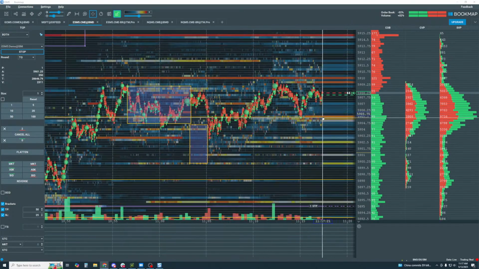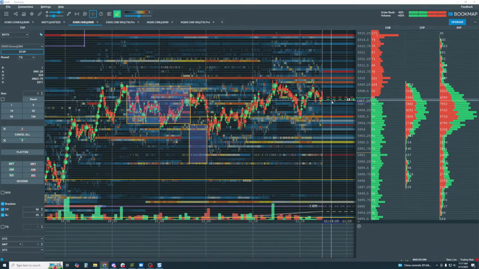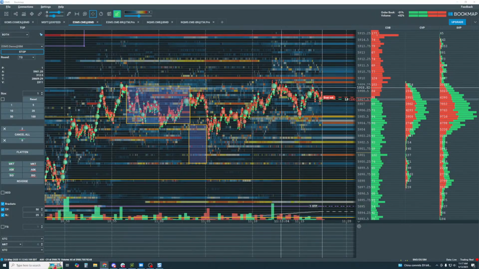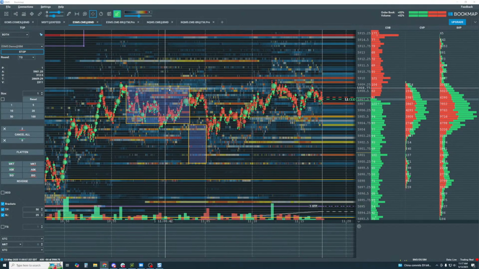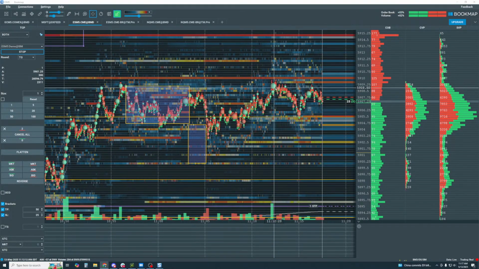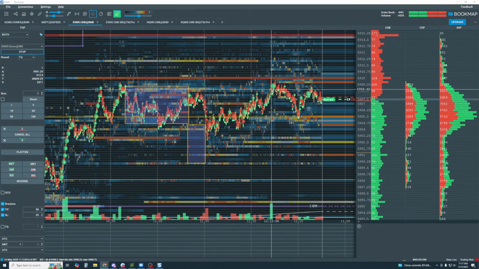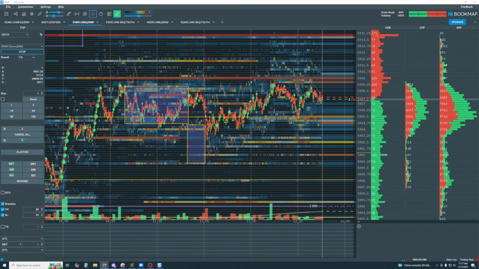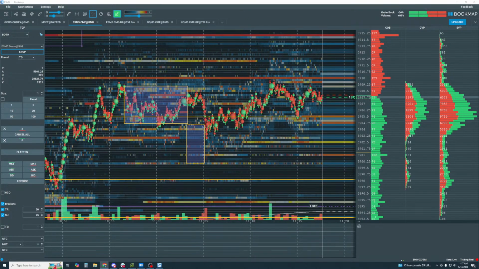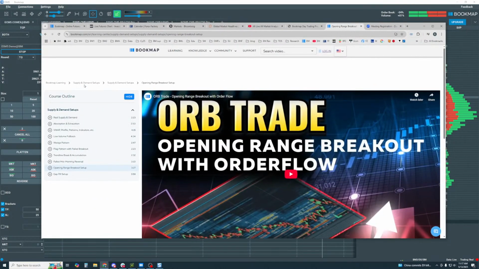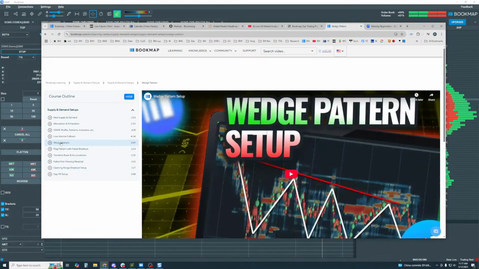All right, let's see if we can get this. I'm not quite seeing it for the breakout, the beautiful breakout trade, but it's starting to look a little bit better. And this is also another setup from the supply and demand course here in the Learning Center. It is this one here, this wedge pattern.